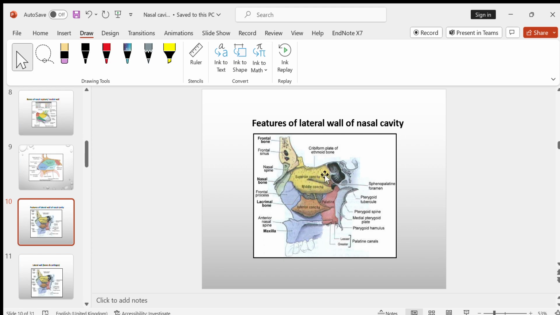So above most is the superior concha, beneath is the superior meatus. Then is the middle concha, beneath which is the middle meatus, and below most is the inferior concha, and beneath this is the inferior meatus. So the lateral wall of the nasal cavity is characterized by the three concha and their respective three meatuses.